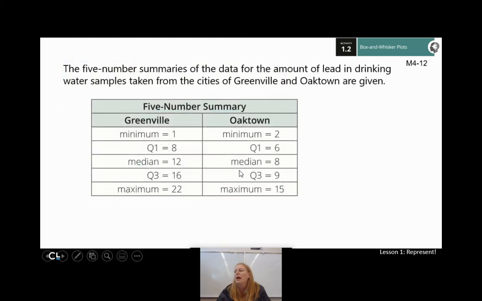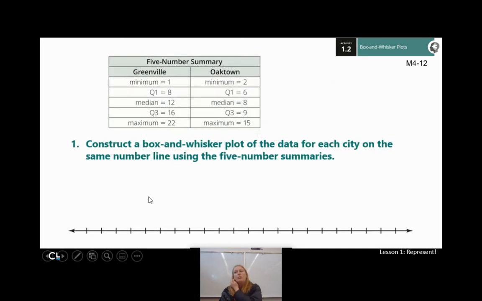So what I would like you to do, I have here 2 5-number summaries of the data for the amount of lead in drinking water samples. Here's the 5-number summary for the city of Greenville and the 5-number summary for the city of Oaktown. You're going to make a box and whisker plot for Greenville and a box and whisker plot for Oaktown, and I want you to put them right on top of each other on a number line. Go ahead and hit pause to work this out, and then hit play when you're ready to check your work.